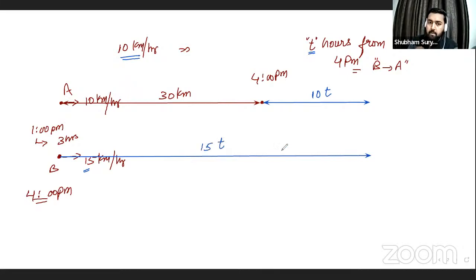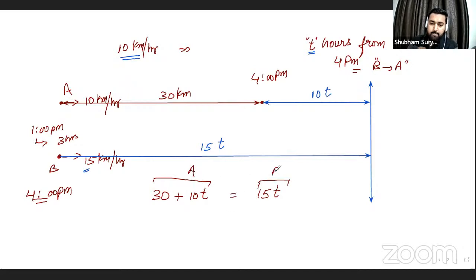Now they are standing at the same point. Why? Because person B has caught person A in exactly T hours. What we can do is equate the distances. Person A has covered the first 30 kilometers already, and then a distance of 10 into T in those T hours. Person B has covered a distance of 15T. As person B has caught person A, it means they have traveled the same distance, so the distance traveled by person A exactly equals the distance traveled by person B.